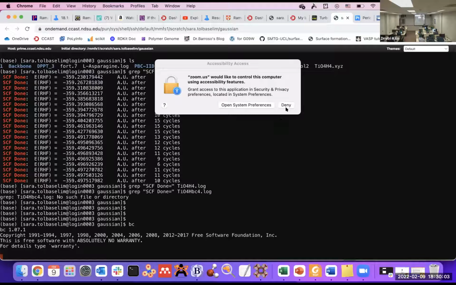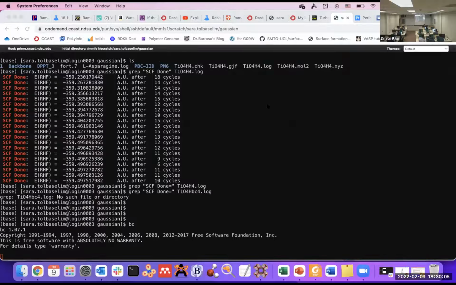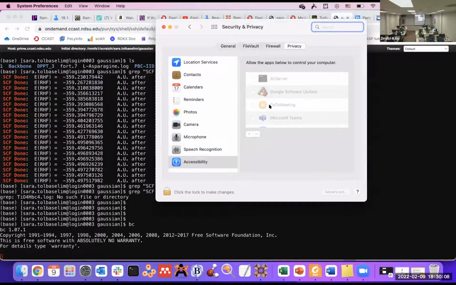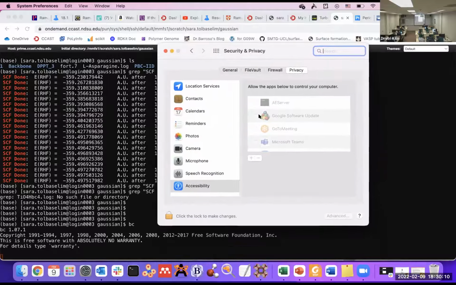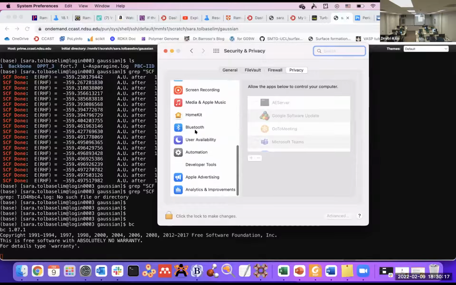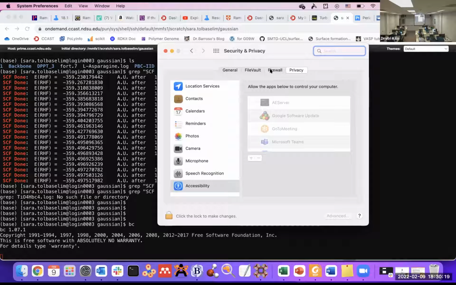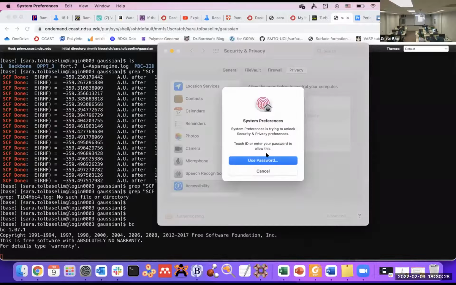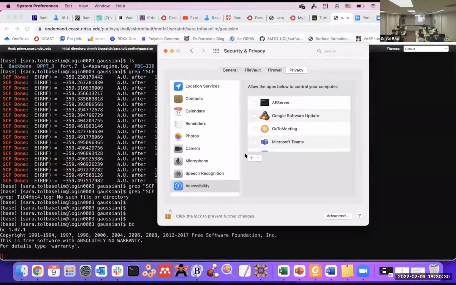Oh, okay, well, I told her she will go after Sarah. Maybe you need to click on this little lock. No, wait. Slowly move the mouse down. Lower, a little lower. Now to the left, yes, click here. Use your credentials and now select the zoom. Okay.